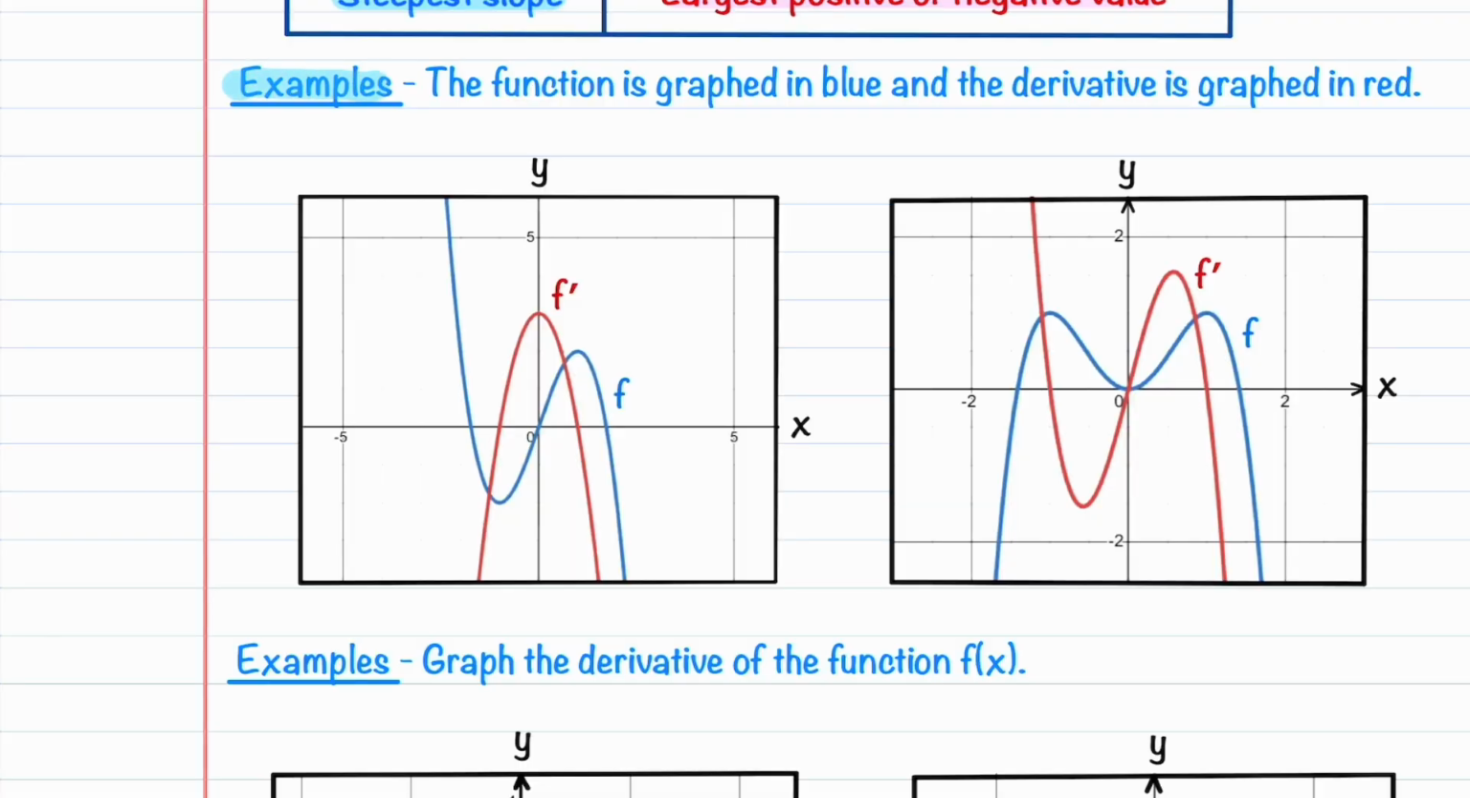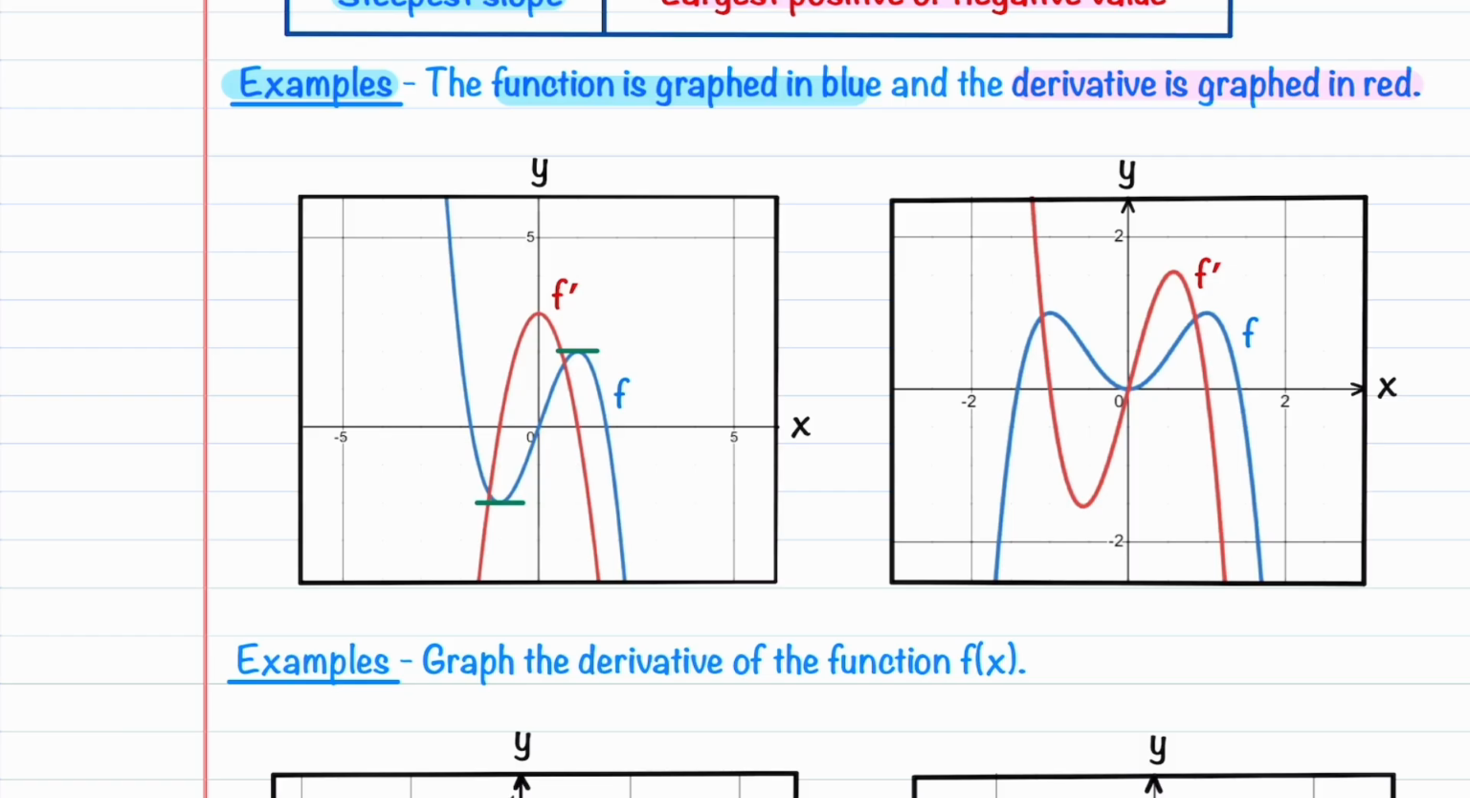Let's first look at an example where we are given a function that's graphed in blue and a derivative that is graphed in red. We're going to use this example to learn how the graph of the derivative relates to the graph of the function. The easiest way to begin these types of problems is to first look at where the function has a slope of 0. Our function has a slope of 0 here and here.